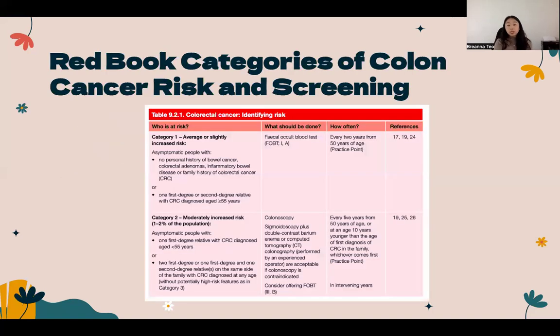Again, this is the red book that tells us category 1, category 2 based on risk and what their screening needs to look like. You can see category 1 would be most people, or people who are asymptomatic with no family history. That's every 2 years from the age of 50, we would do an FOBT. And then if they have a relative, depending on how old the relative was when they were diagnosed, that changes their screening.